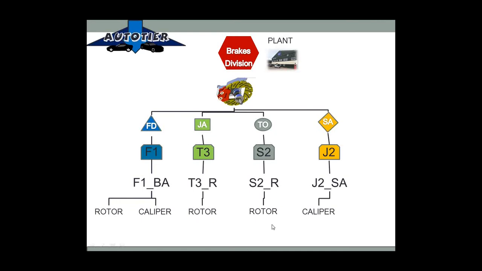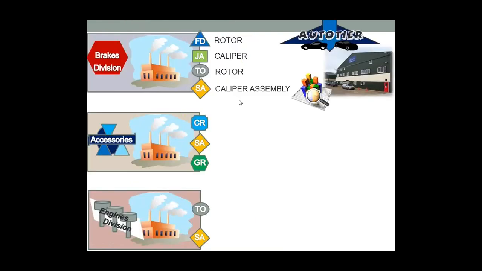So let's take a simple company setup like this, a brakes division, and let's really take it to a corporate level where this Auto Tier company contains 3 divisions. It's got the brakes division, which we just saw in the previous slide.